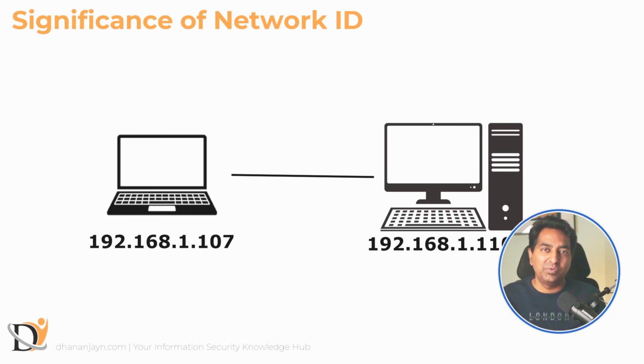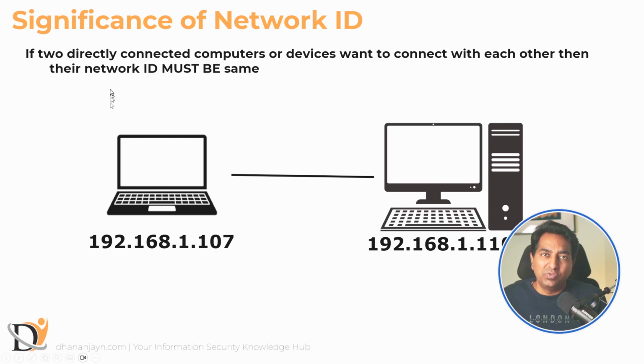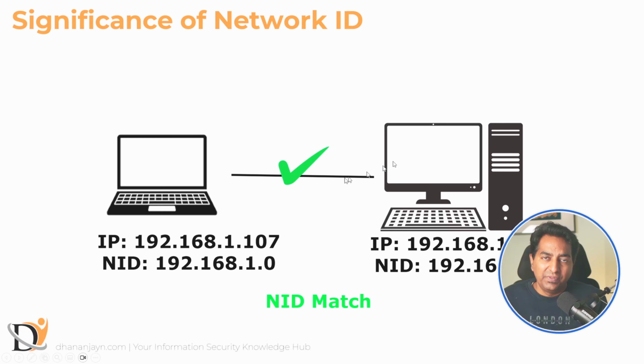Now here, if you look at the IP address of these two computers, to identify whether I can connect both of them, I would first calculate the network ID. If two computers are connected directly to each other, or any two network devices, then their network ID has to be the same. So in this case, the network ID of the first computer is going to be 192.168.1.0. How I got this is by making the host portion 0. This is a class C IP, and the last field is the host field, and I have made it 0 to get the network ID.